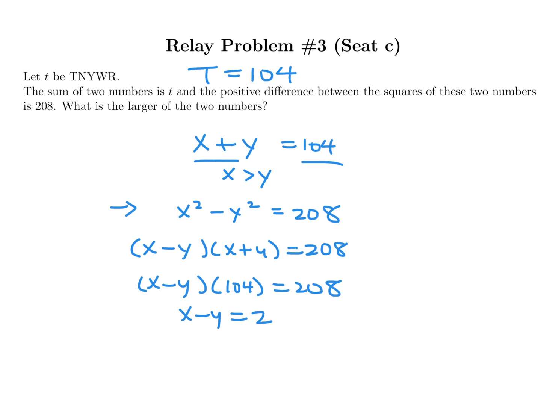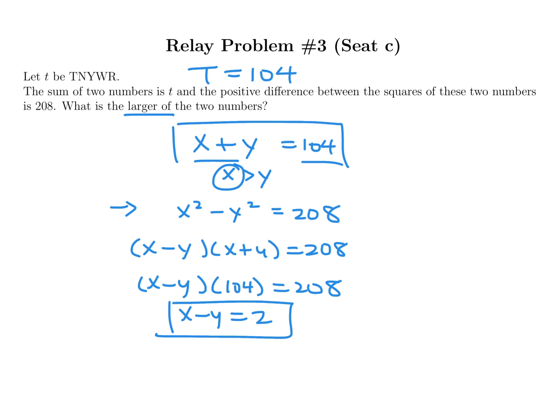And then where do I go from here? What am I trying to find here? Larger. So I'm trying to basically find X. Oh, I can then just use this fact. So if I add this equation and that equation, I would get 2X is equal to 106. So therefore X would be 53. And there you go. 53 is the larger of the two numbers.